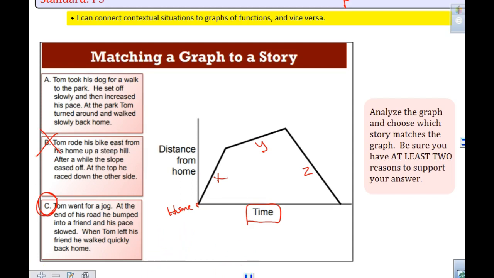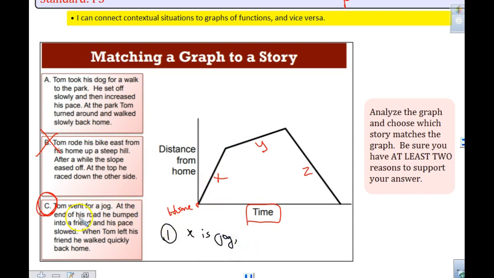One of our reasons would be what? What matches? Because why? You've got to be more specific. He went for a jog, so at X he was jogging. Is he going fast or slow? Apparently pretty fast. Got it. Kind of fast, but not too fast, right? So you're jogging, you're not walking. So X is our jog, as we are looking at that.